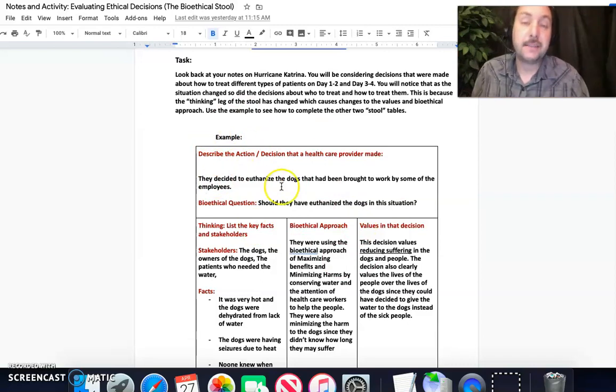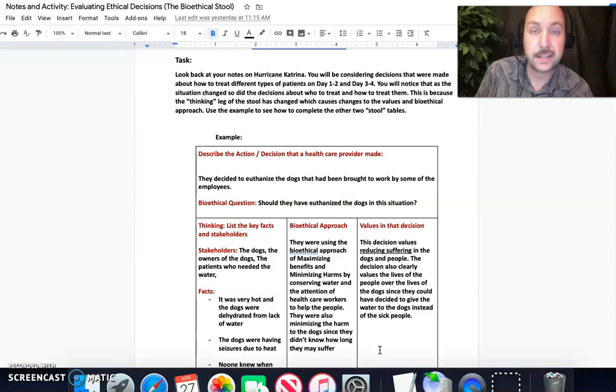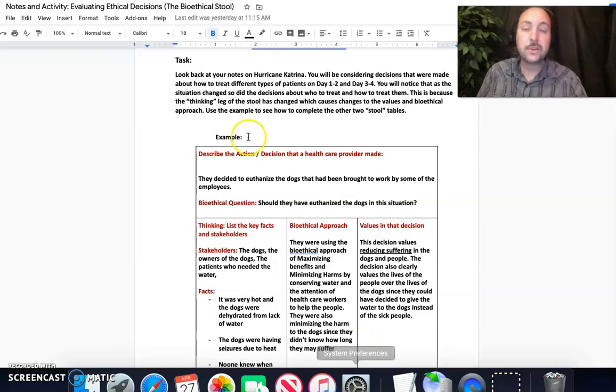So I have a sample here. It looks a lot like the sample you did last week. So you'll want to go back and look at your notes from last week because you'll be able to pull some of that information directly off of the activity that you did last week on stakeholders. So I first described the action. I picked one. You can't do this one. This is mine, right? They decide to euthanize the dogs that were brought to work by some of the employees. What's the bioethical question? I have that: should they have euthanized the dogs in this situation?